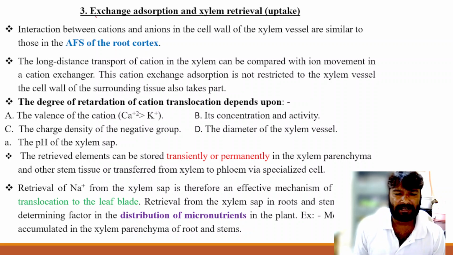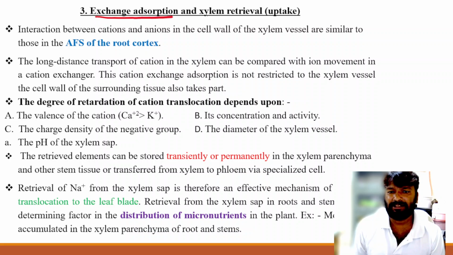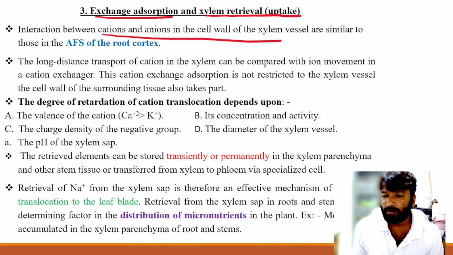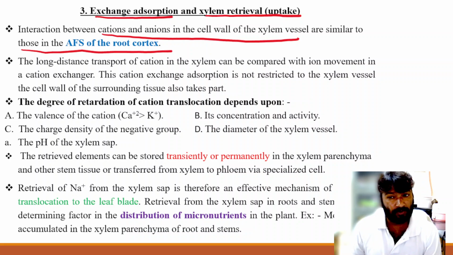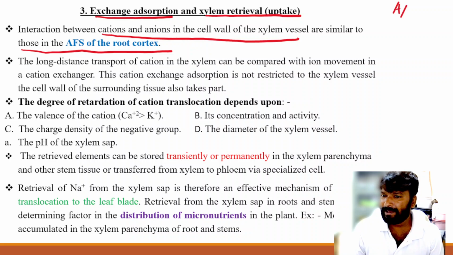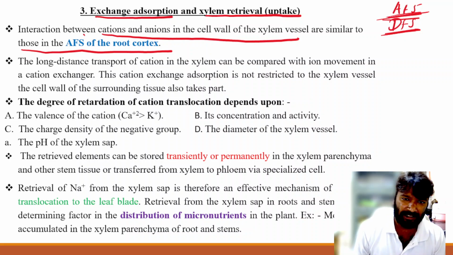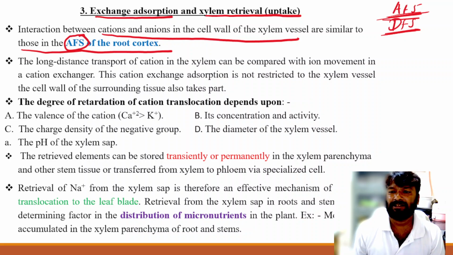There will be exchange, adsorption and xylem retrieval, uptake. Okay. So interactions between the cations and anions in the cell wall of xylem vessels are similar to those in the AFS of the root cortex. In the last class we discussed the AFS and the DFS, known as the Donnan free space and the apoplasmic free space. So here also there is a formation of AFS in the xylem vessels, where cation and anion exchange takes place.